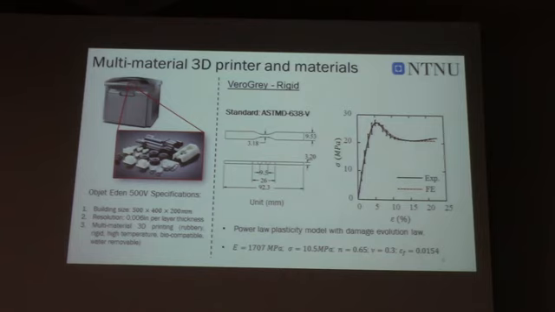I tested the original material and obtained its properties from ASTM standards. The figure on the right shows the experimental curves and the finite element simulation curves. I used a power law plasticity model with a damage evolution law to fit my experimental curves. The material properties I input into the simulations to get these curves are on the lower lines of my slides, and I will use them for my future simulations.